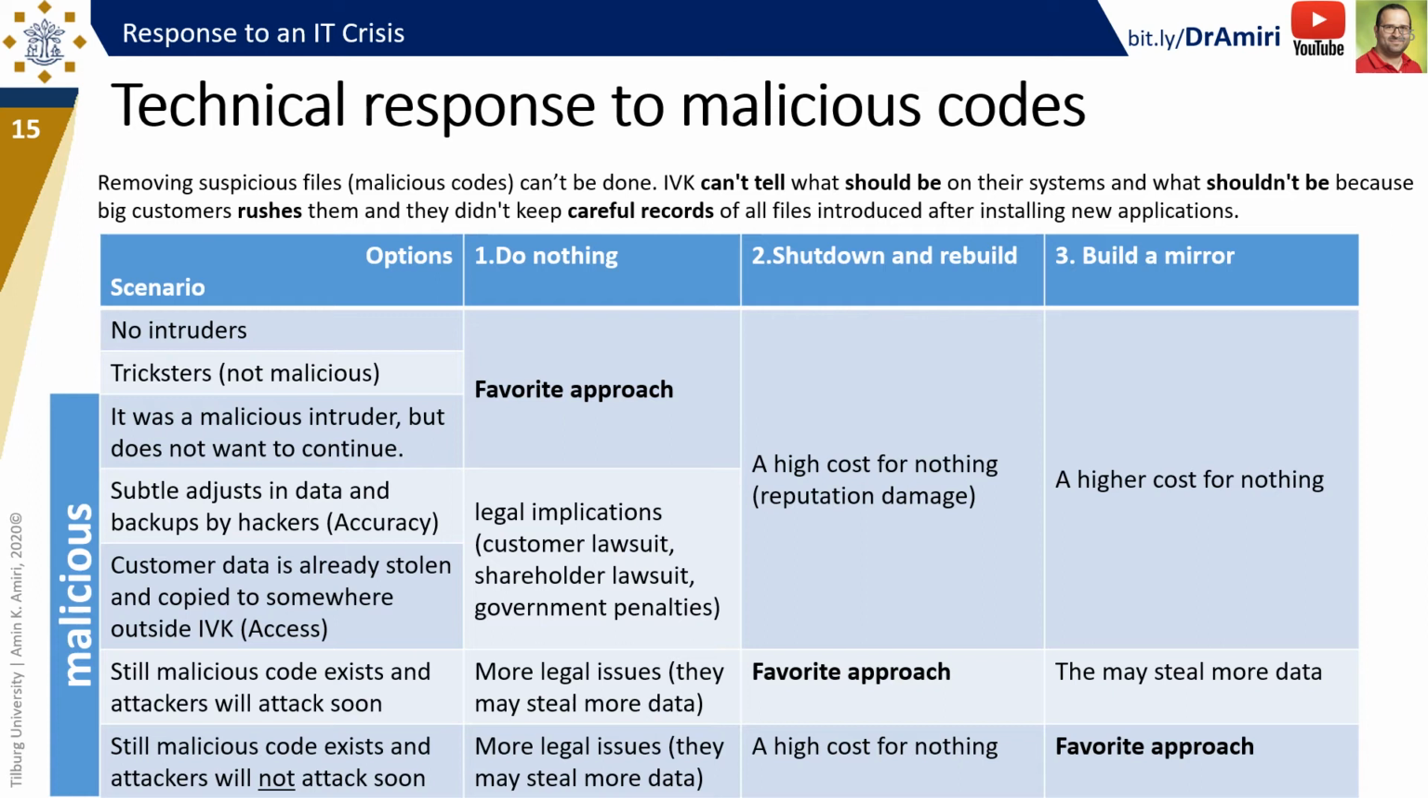If the malicious code exists, but attackers won't attack us soon, then we'd better go for creating a mirror. Because if we shut down everything for 4 or 5 days, it can cause huge reputational damage to the company. And other than that, you lose some business during these 4 days. So this is quite a great option here, to build a mirror if the attackers do not intend to attack again sometime soon.